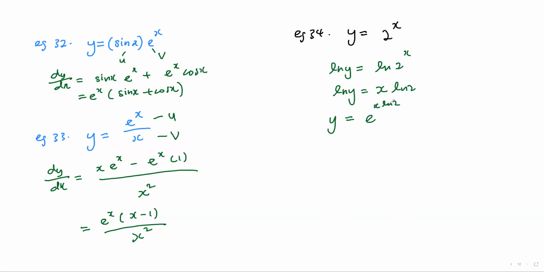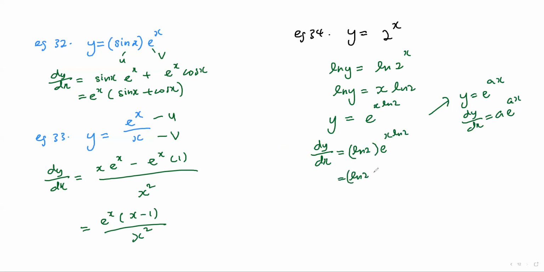So ln 2 is a constant. So this is actually similar to saying that this is e to the power of ax. And when you differentiate that, a being a constant, this is just a times e to the power of ax. So the same applies. So dy/dx would be ln 2 times e to the power of x ln 2.